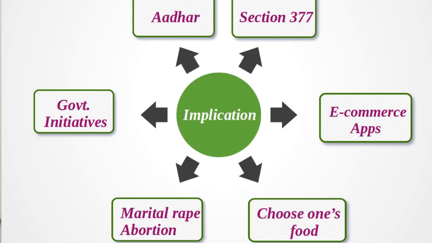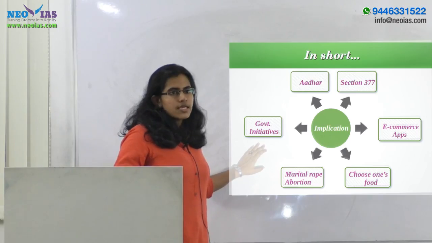That is, in short, you can say that this particular right to privacy verdict is going to have implications for your Aadhaar legal case, and then the validity of Section 377 will be reviewed, and then again e-commerce as well as various applications, or apps, will be affected, since they collect your data, and that will have to be looked into. Then it has implications on the choice of one's food, and then on social issues like marital rape as well as abortion, and even on government initiatives like DNA profiling as well as the smart city. So these are the implications.